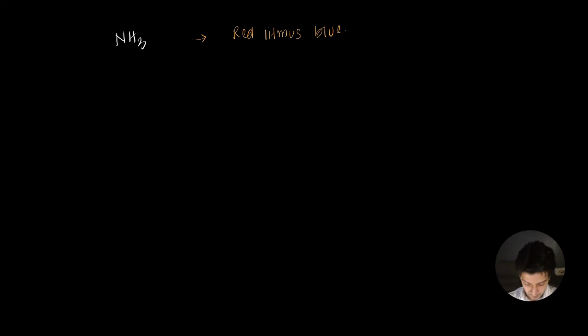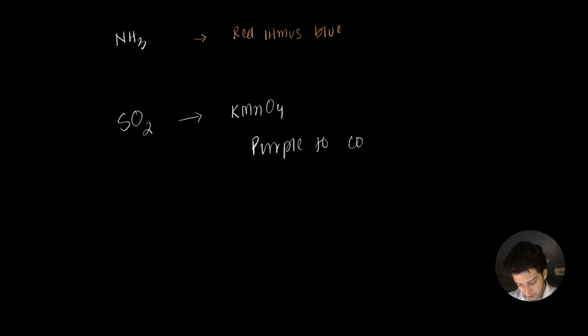KMnO4. KMnO4, absolutely brilliant. Sulfur dioxide is easily oxidized, so if you pass it through aqueous KMnO4, it'll show a color change: purple to colorless. Yeah, purple to colorless if it's KMnO4. Orange to green is potassium dichromate.